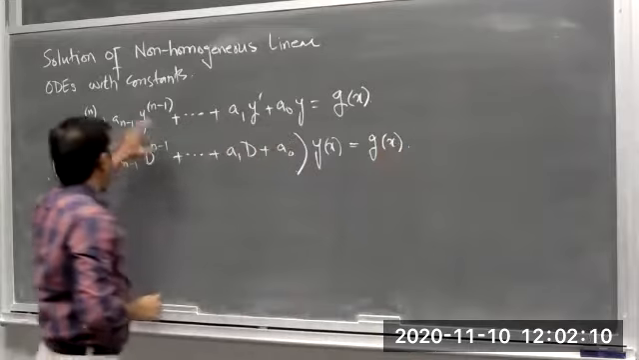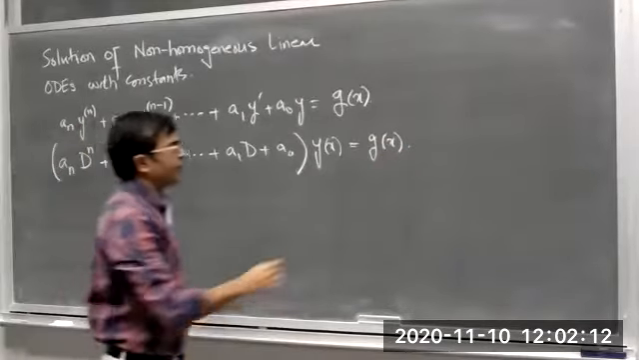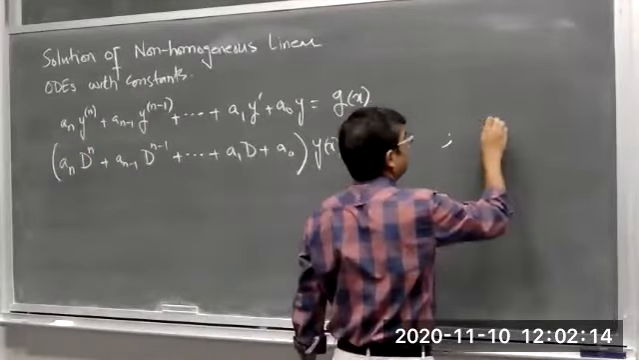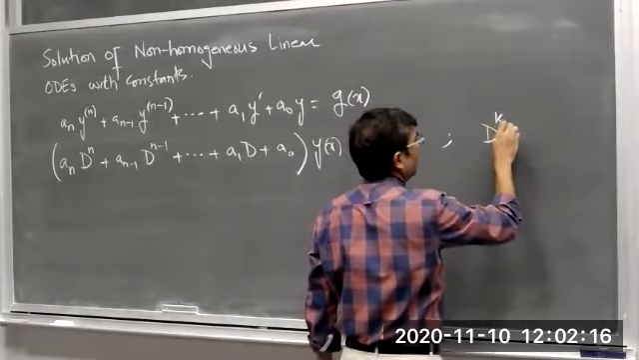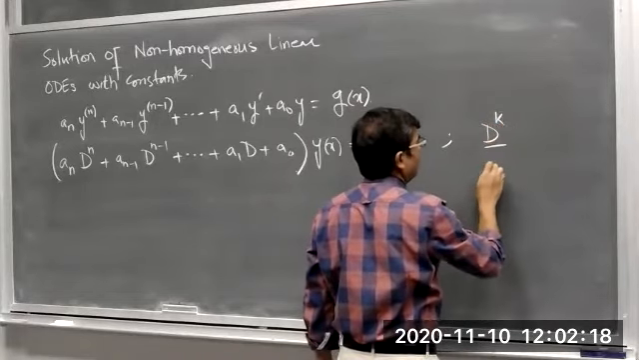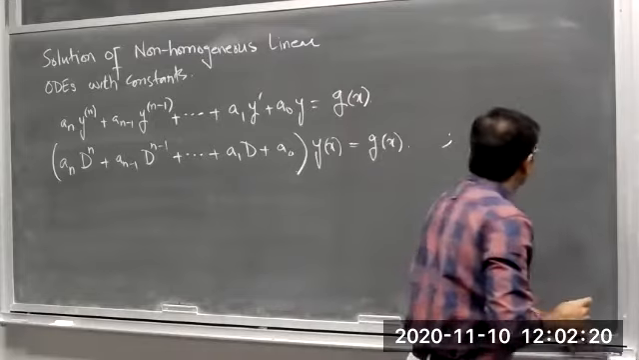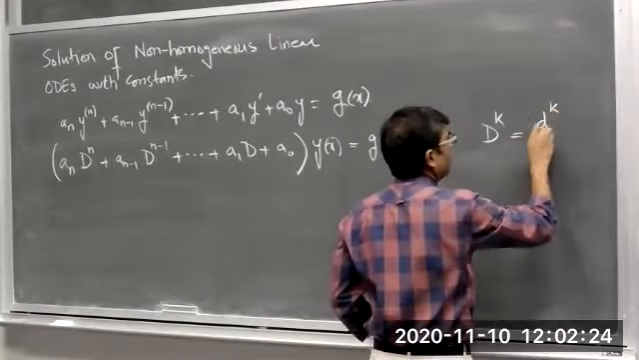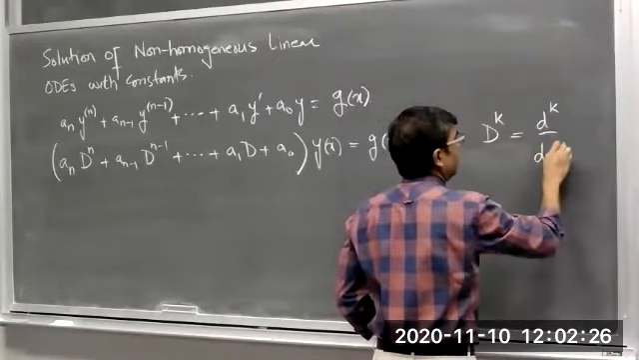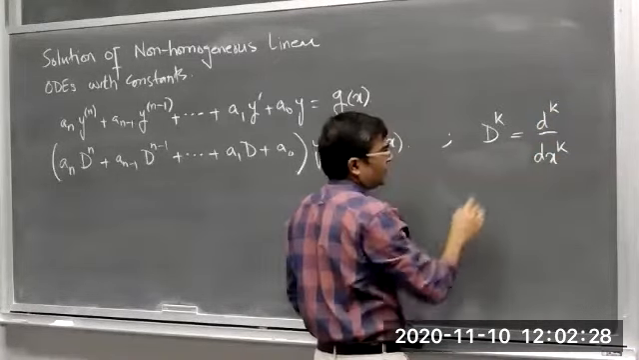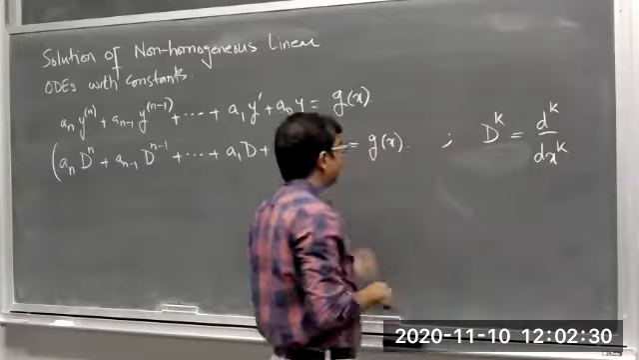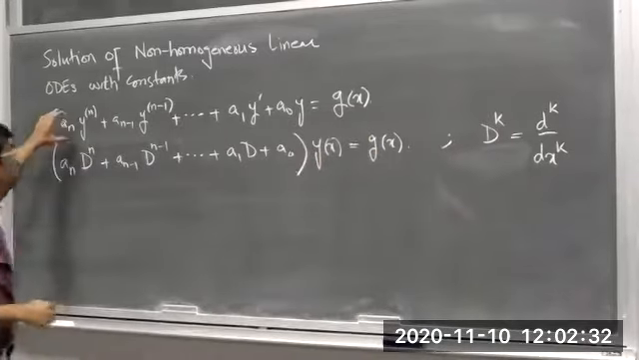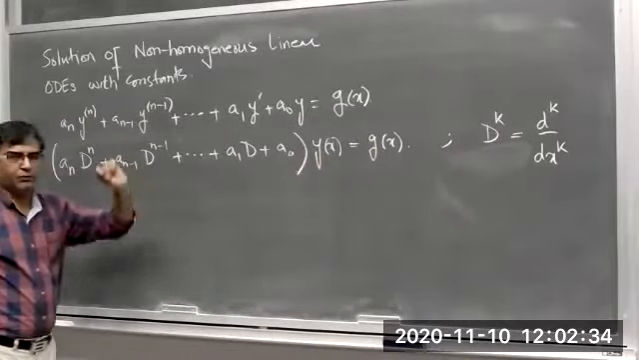I told you that D is an operator such that D^k is equal to d^k by dx^k. Okay, so if we use this operator, we can write this differential equation in this form.